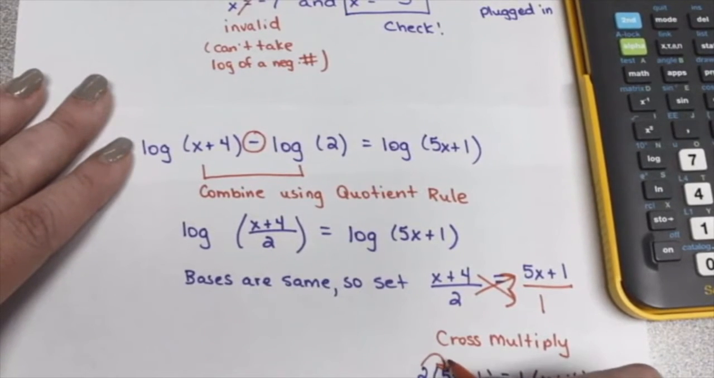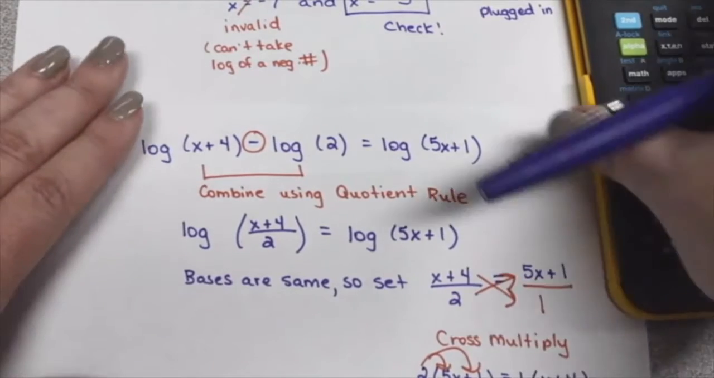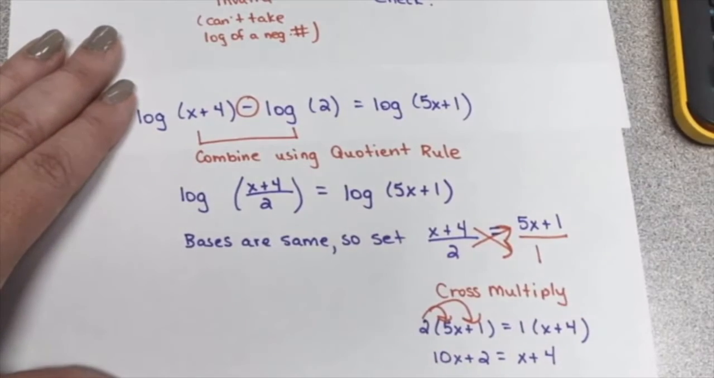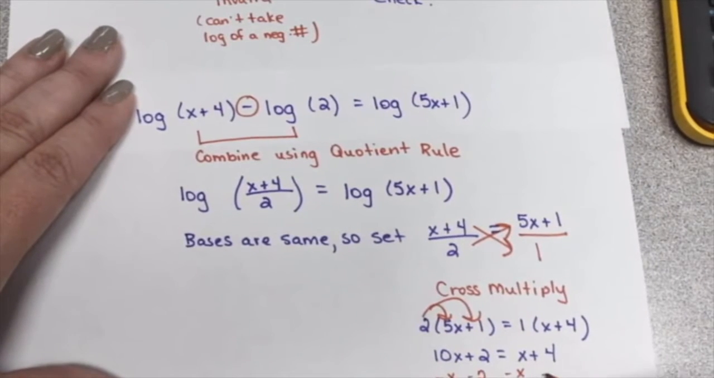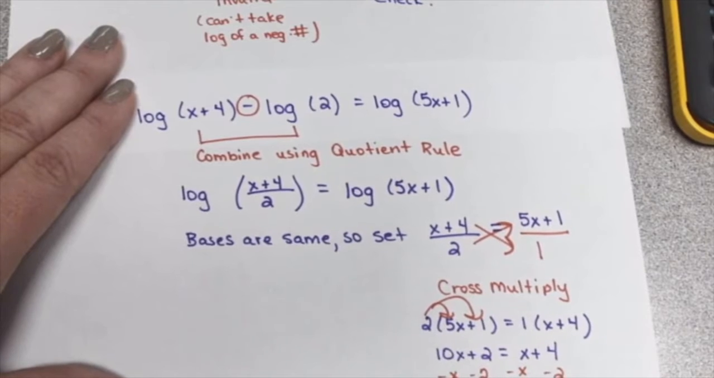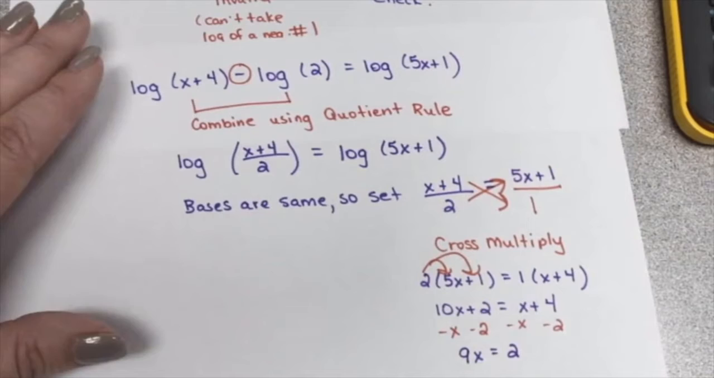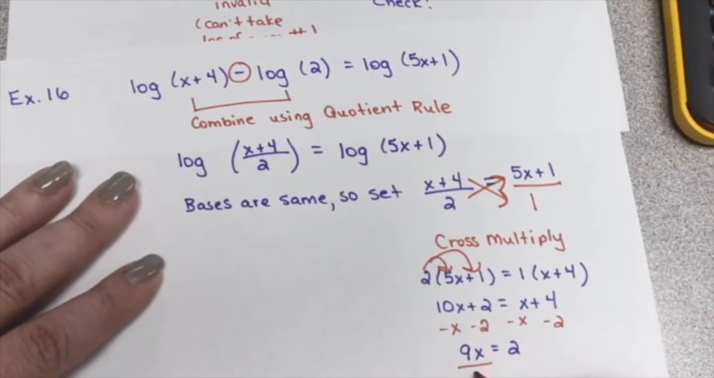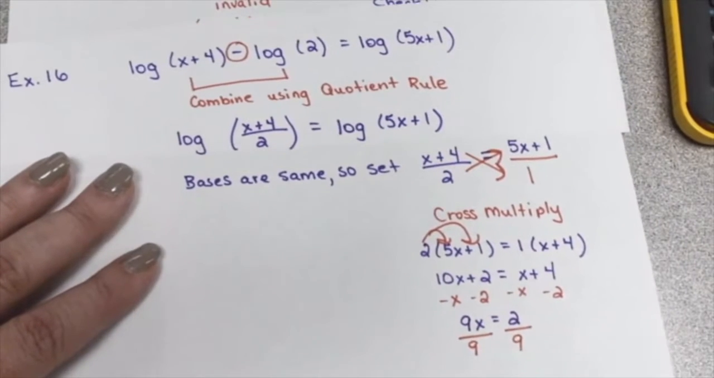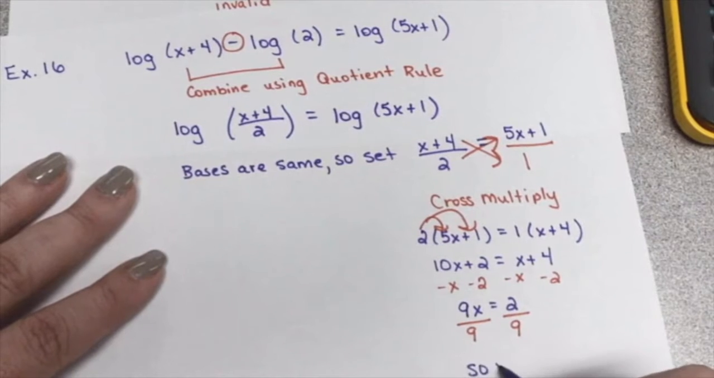Make sure you use the distributive property here, although here you don't have to, right? 1 times something is just itself. So we get 10x plus 2 equals x plus 4. And then we're almost there. We just need to find out what x is. So we'll subtract x from both sides. We'll move the 2 over to the other side. So it's going to give us 9x equals 2. Then divide both sides by 9 if we want to know what x is. So x is 2/9.